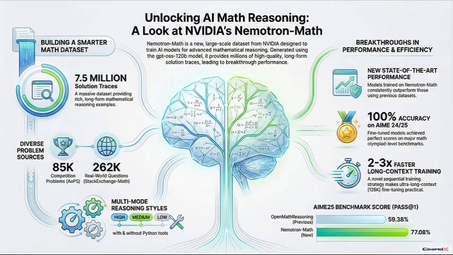So for the solutions themselves, they use the GPT-OSS 120B model. But the generation process here seems critical. Oh, it's everything. They explicitly control the reasoning style, so they generated solutions in 3 modes: high, medium, and low. To get different paths to the same answer. Yes, and crucially, they tracked if the reasoning used Python, what they call tool-integrated reasoning, or TIR.